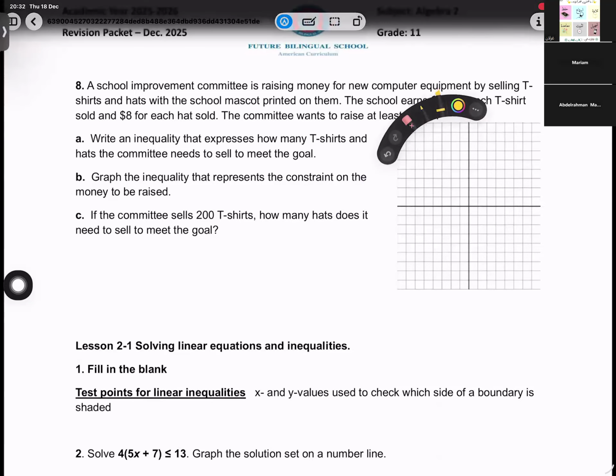Can you do this number 8? At a school improvement committee, they're raising money for new computer equipment. They sell t-shirts and hats with the school mascot printed on them. The school earns $12 for each t-shirt and $8 for each hat. The committee raised at least 4,000. Write an inequality expressing how many hats and t-shirts the committee needs to meet the goal.